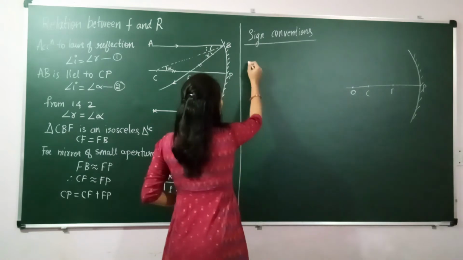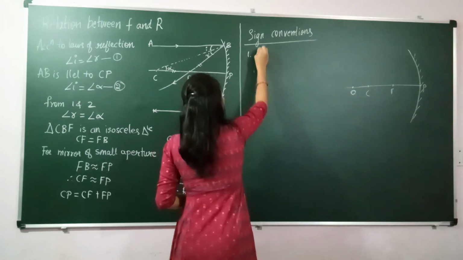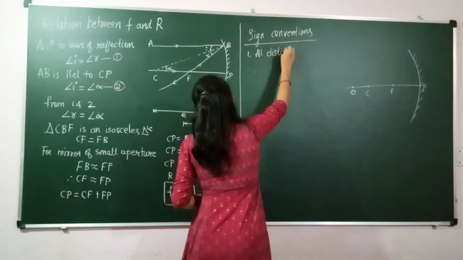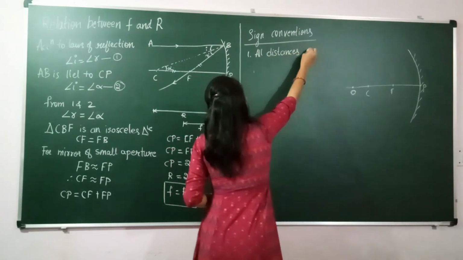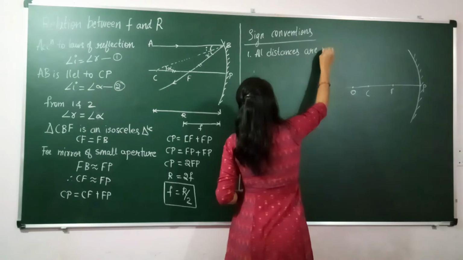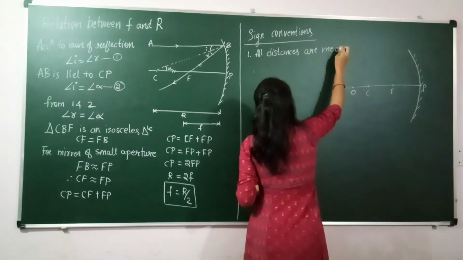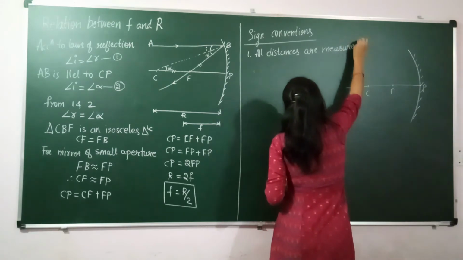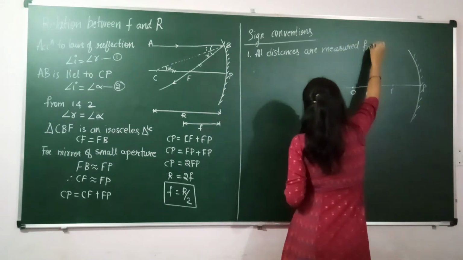Now, the first sign convention says that all distances are measured from the pole.